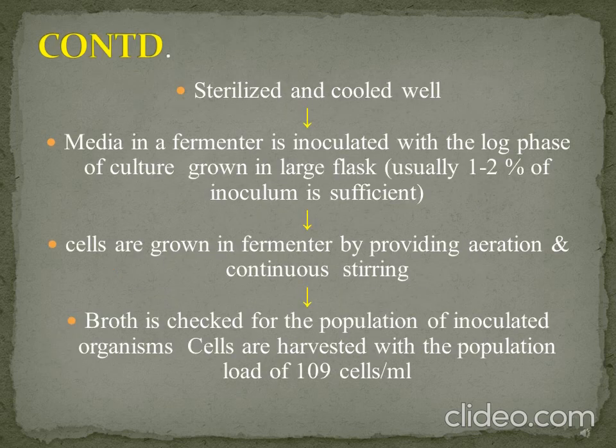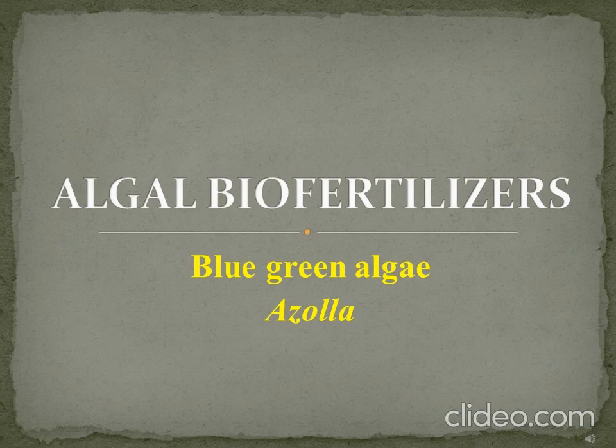After that, it is sterilized and cooled down. Media in a fermenter is inoculated with the log phase of culture grown in the large flask. Usually 1 to 2% of inoculum is sufficient to obtain proper growth of microorganisms. Cells are grown in the fermenter by providing aeration and continuous stirring. Broth is checked for the population of inoculated organisms and cells are harvested with a population load of 10^9 cells per ml.